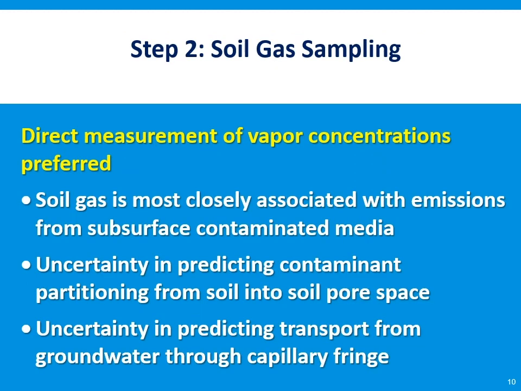In step 2, soil gas samples are collected. Soil gas is a direct measurement of the media that can impact a building. Soil gas samples are preferred over soil samples, which are also known as soil matrix samples, for a number of reasons. By using soil gas samples, no partitioning assumptions are necessary as with soil samples. These partitioning assumptions introduce uncertainty into the risk assessment.